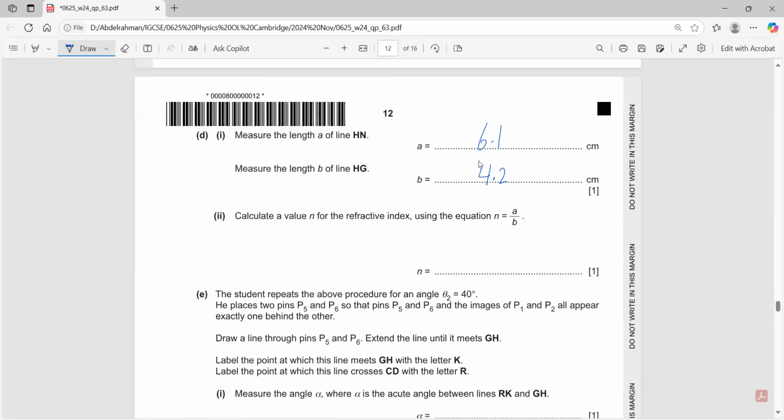Calculate the value n for the refractive index. n equals A over B, so 6.1 divided by 4.2. What is 6.1 divided by 4.2? This is 1.5.